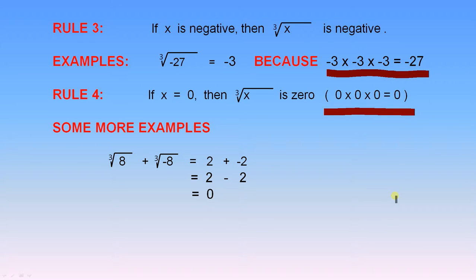Now here's another example. The cube root of 8 plus the cube root of minus 8 equals 2 plus minus 2. Now 2 plus minus 2 is actually 2 minus 2, as we saw in an earlier video, and 2 minus 2 is 0.